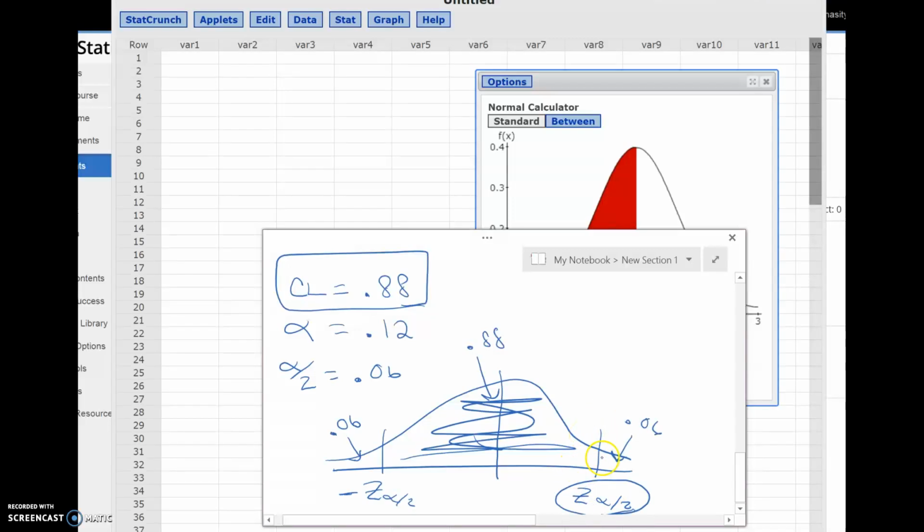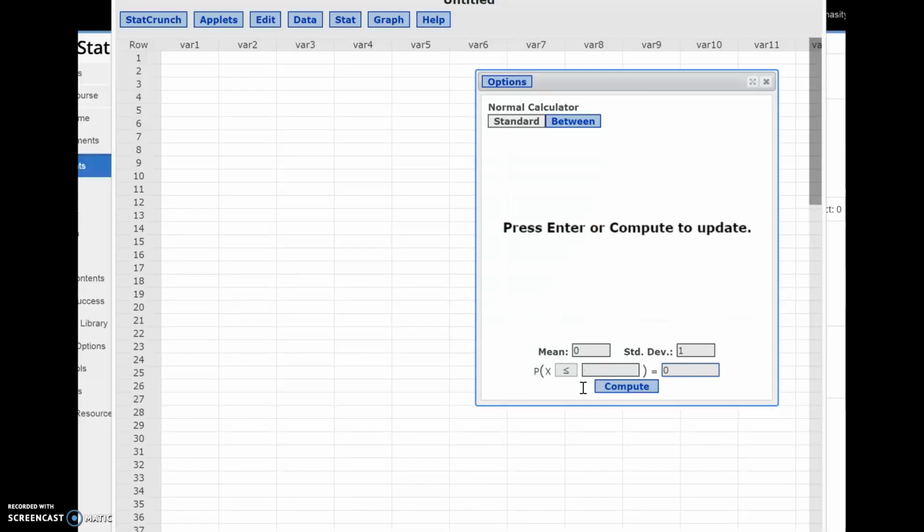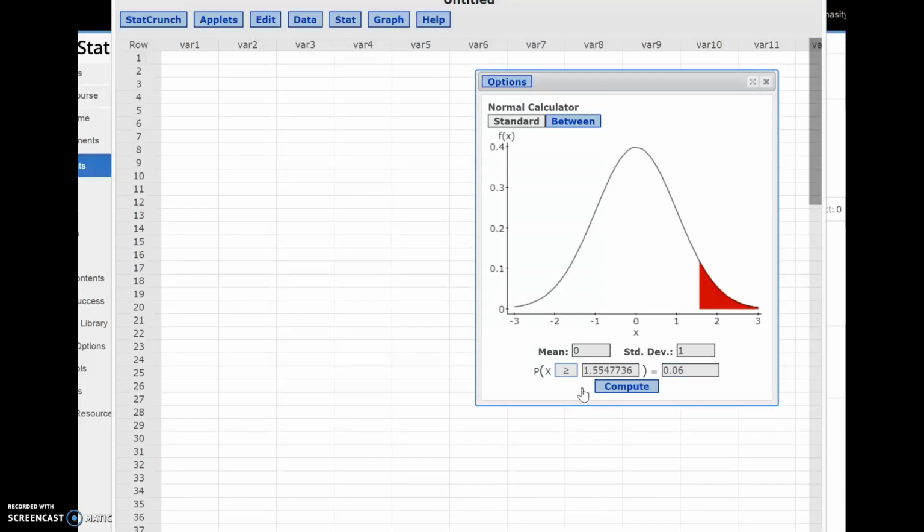So when you punch that in, your mean and standard deviation stay 0 and 1, and you're going to have 0.06. And you either need to change this to greater than or equal to, so you are looking at the top 6%, or you have to do 1 minus the 0.06 and leave it as less than or equal to, so you're doing the complement. They'll both give you the same score.